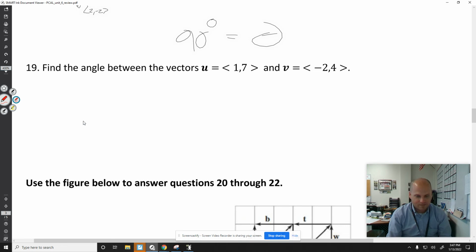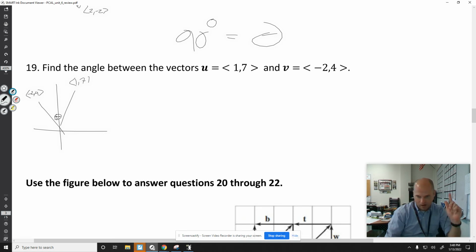This is better. Here we go. Let's just take this one. Make sure you can do this one by yourself. The other one just is neat and stuff, but kind of obvious. All right, ready? We got 1, 7, and we got -2, 4. This is a good one. What is this angle in between them?